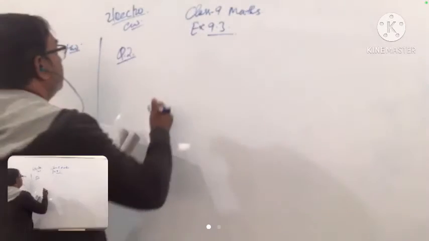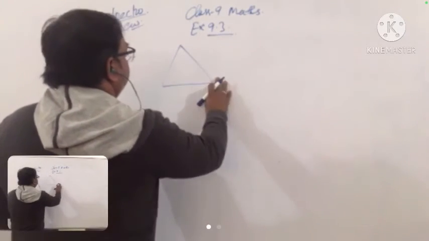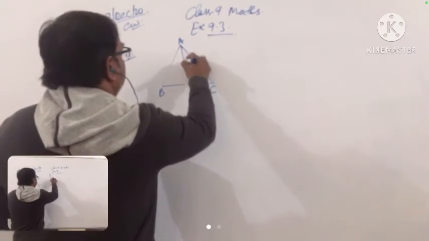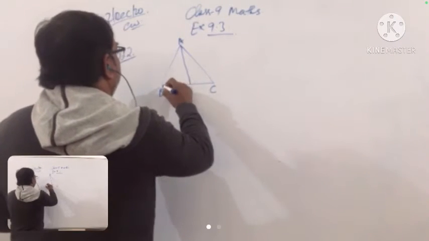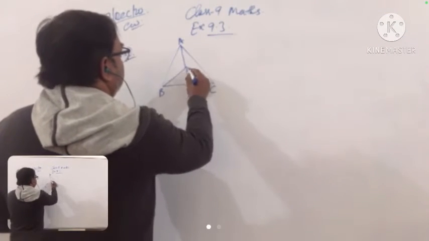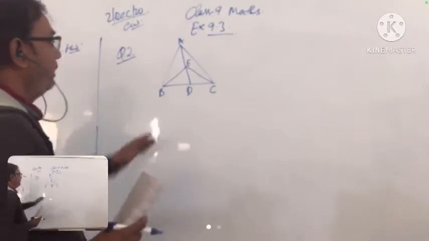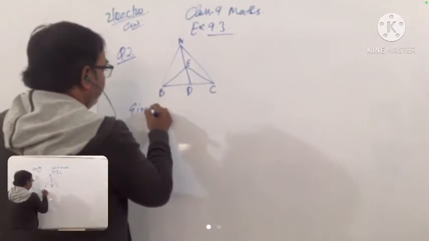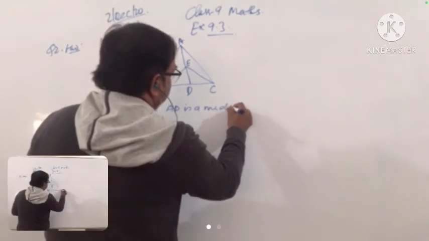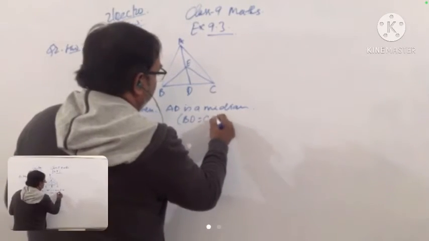Okay. Now the question number 2. This is the triangle ABC, and this is the median AD, and there is a midpoint E. E is a midpoint of AD. What is given here? Now the given is AD is a median. So BD is equal to CD.